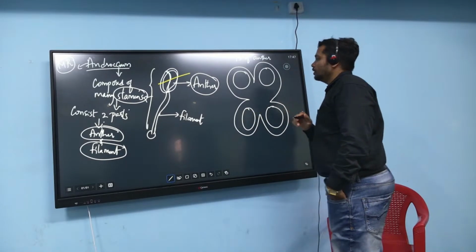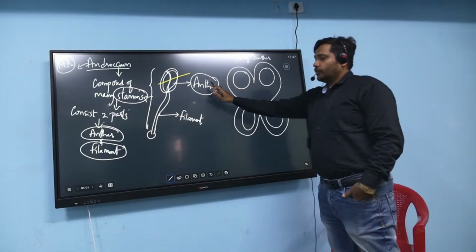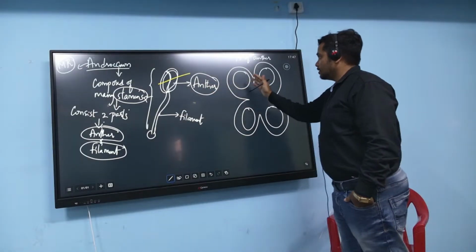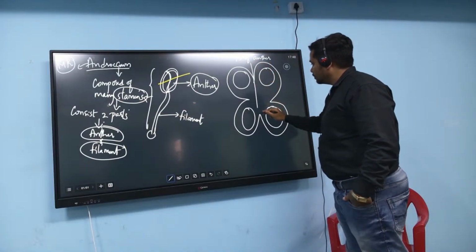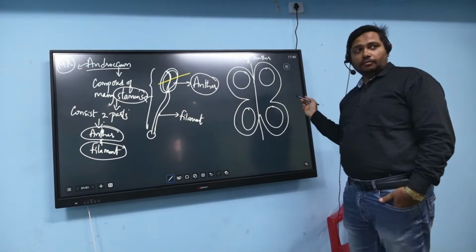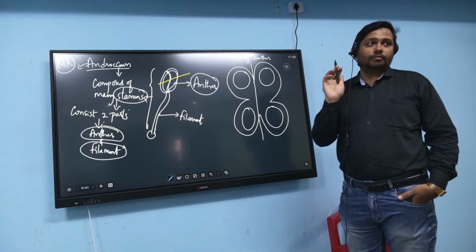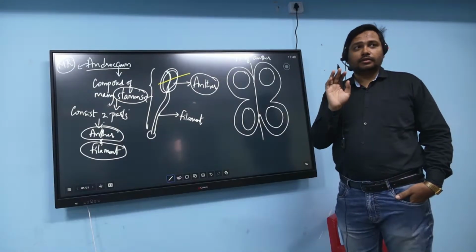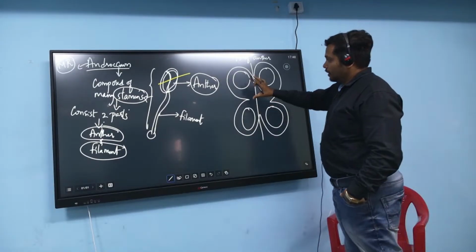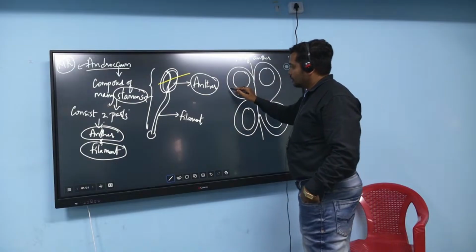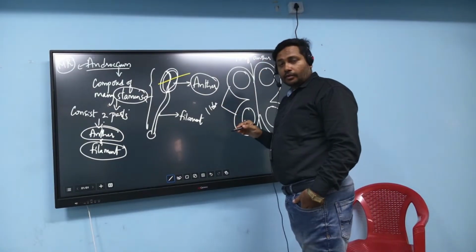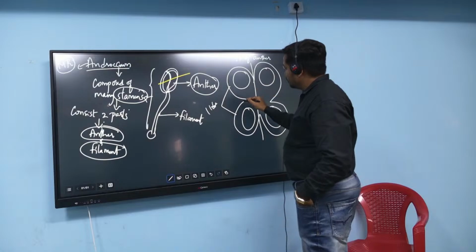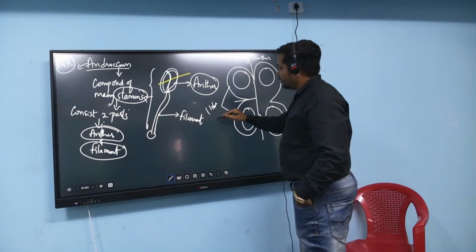One anther has two lobes. This is one lobe, this is one lobe. So anther is bilobed. Anther is bilobed. And if you take this as one lobe, in this, this structure is called one theca.